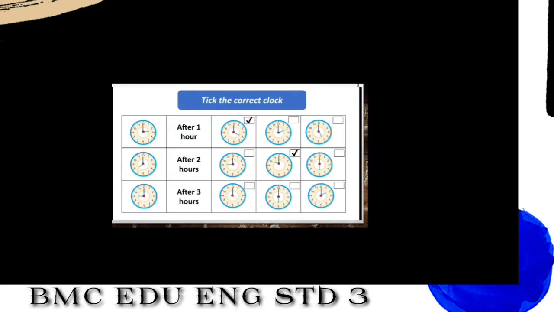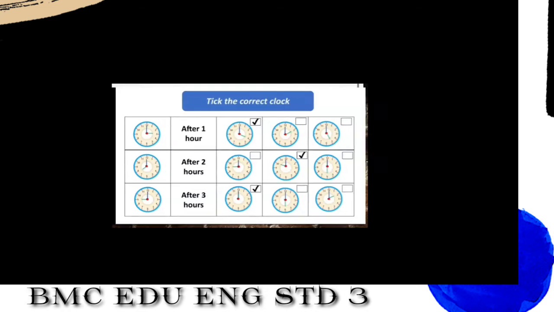Yes. After 1 hour, 10 o'clock. After 2 hours, 11 o'clock. After 3 hours, 12 o'clock. So the answer is 12 o'clock. Got it, children? In this way, you are going to take the correct clock.